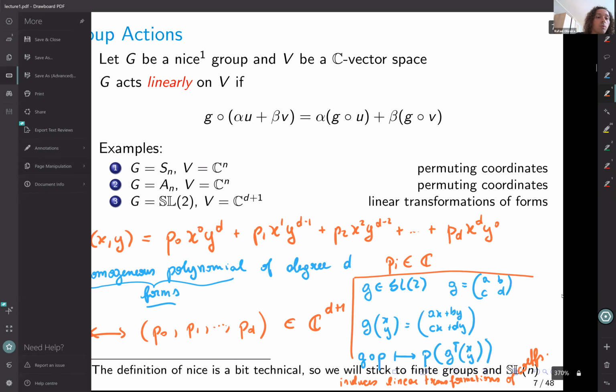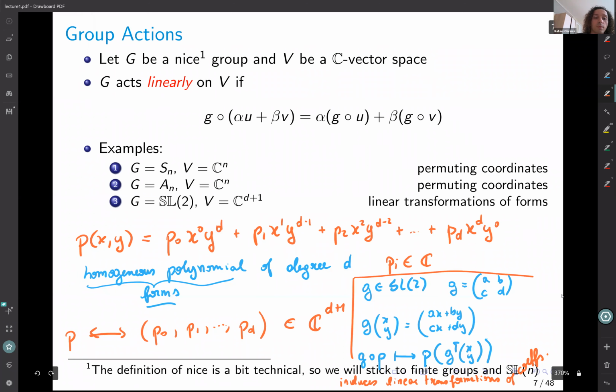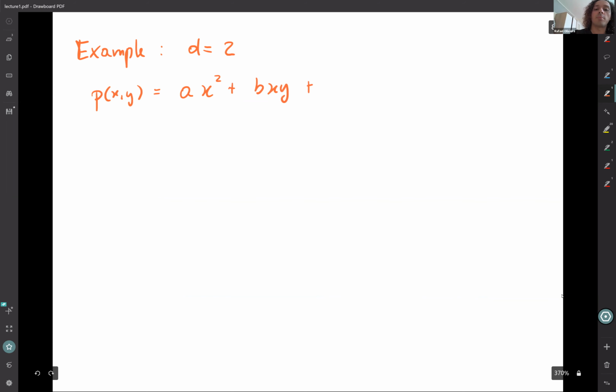Let me actually work out an example of this action. Let's say that d equals 2. In this case, we can represent any polynomial P(x, y) by a x^2 plus b xy plus c y^2. In particular, we can associate P to the vector (a, b, c) in C^3.